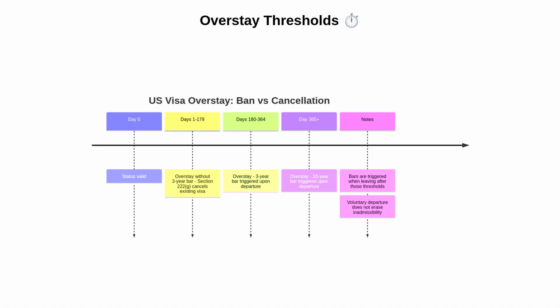This timeline shows how the duration of an overstay changes the consequences. Initially, while your stay is valid, there is no issue. Once you pass the authorized date, Section 222G will void your non-immigrant visa, even if you are under the 180-day mark. If you overstay between 180 and 364 days, and then depart, you typically trigger a 3-year bar to re-entry. If you accumulate 365 days or more of unlawful presence, and then depart, you typically trigger a 10-year bar.